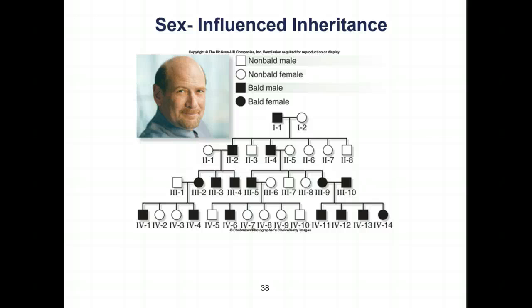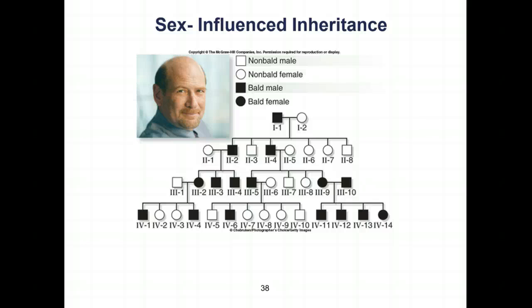Sex-influenced traits are actually not on the sex chromosomes. Their genes are located on the autosomes. What makes these traits unusual is the way they are expressed phenotypically. In the case of sex-influenced inheritance, the difference is in the way the two genders express the genes. One classic example of a sex-influenced trait is pattern baldness in humans, sometimes called male pattern baldness, although the condition isn't restricted to males.